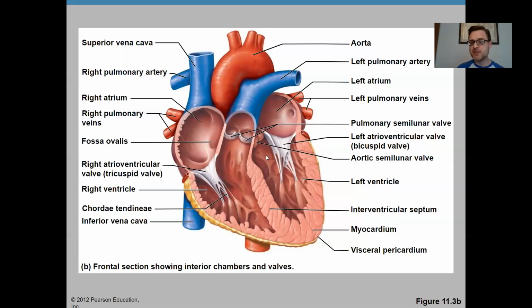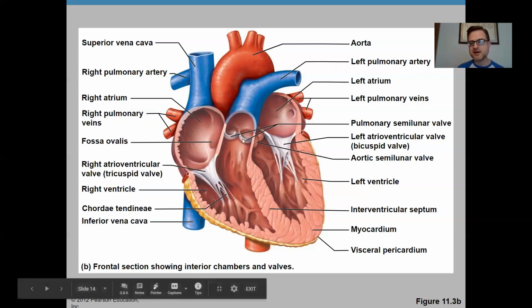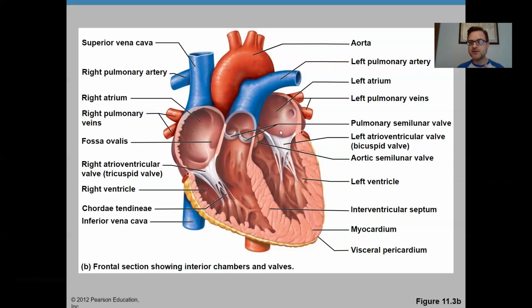When the heart's not pumping, when the heart's relaxed, you want blood to go from the atria into the ventricles. So when the heart is filling, you want your AV valves to be open because the ventricles are filling with blood. And you want these 2 valves to be closed because you don't want the blood that you just pumped up here or pumped up there to come back in.